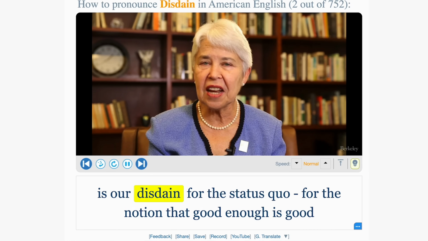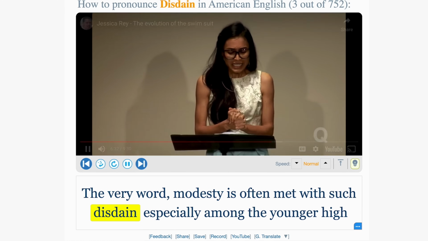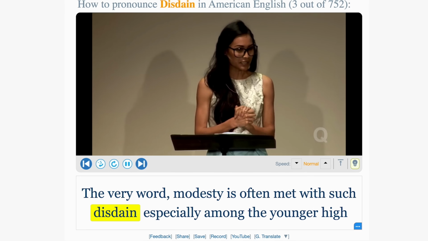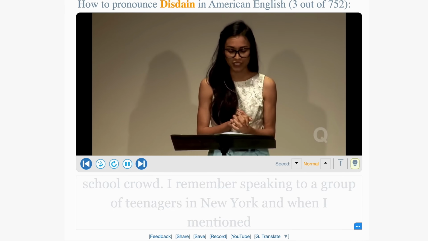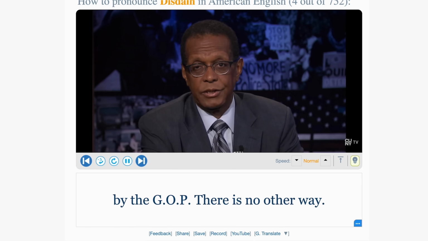There is our disdain for the status quo. The very word modesty is often met with such disdain, especially among the younger high school crowd. Have to be paid for by the taxes so bitterly disdained by the GOP.